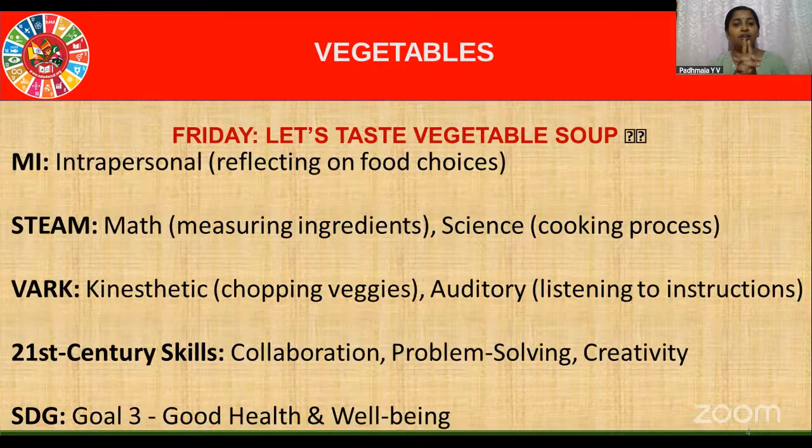Then with all these activities, the components included when it comes to multiple intelligences are: intrapersonal, reflecting on their food choices, whether they like tomato or brinjal or carrots, they are reflecting on themselves. STEAM is measuring the ingredients while they are cooking. Science, it's all about cooking. Cooking itself is a science.